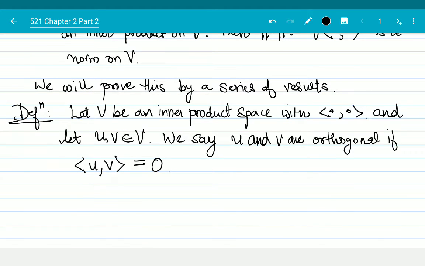There's a small note to be mentioned. This definition means the zero vector is orthogonal to everything. The inner product of zero with anything is always zero, and so it is orthogonal to every other vector.